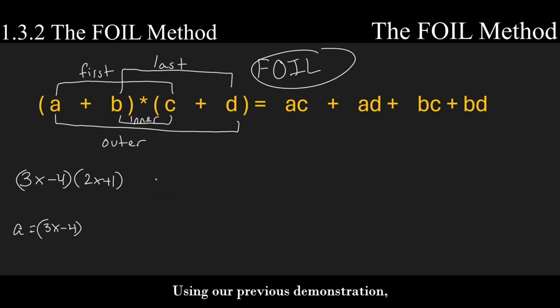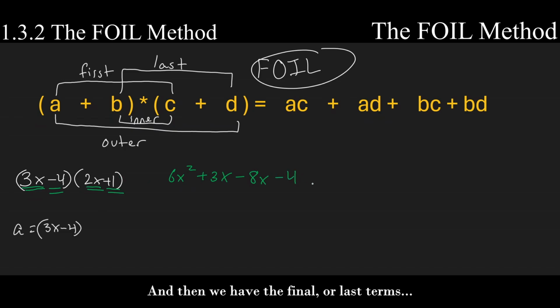Using our previous demonstration, we have the first two terms, 3x times 2x is 6x squared. Then we have the outer terms, 3x times 1 is 3x. We have the inner two terms, negative 4 times 2x is negative 8x. And then we have the final or last terms, negative 4 times 1 is negative 4. Adding the middle terms, we have 6x squared minus 5x minus 4, which is the same answer we previously had.